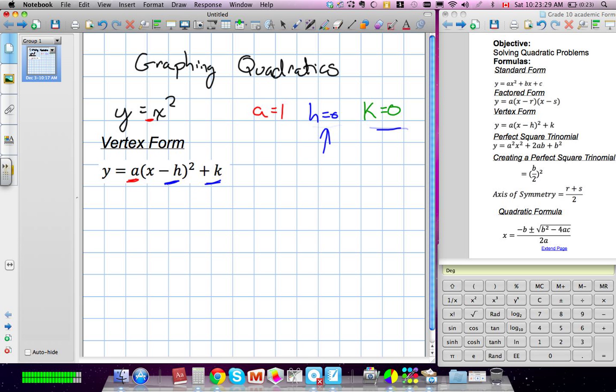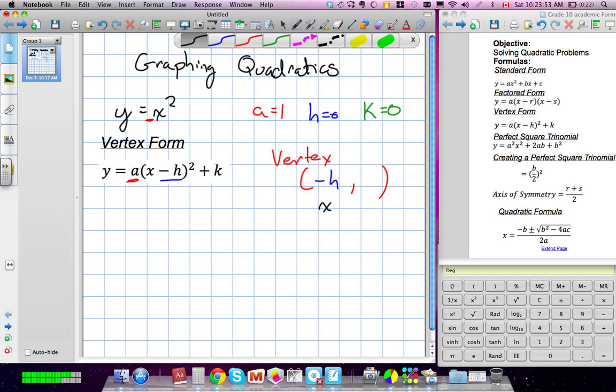So our vertex is related to h and k. Our vertex is technically could be written like this, the opposite of what our h is here. So whatever h is, technically our x value in the vertex is opposite our h, and our y value is just whatever k is. Does this make sense to you? Yeah. So when we're trying to find a vertex and we're looking at vertex form, whatever the h value is, we essentially put the opposite sign in front of it. It gives us our x, and our k value is what our y will be.